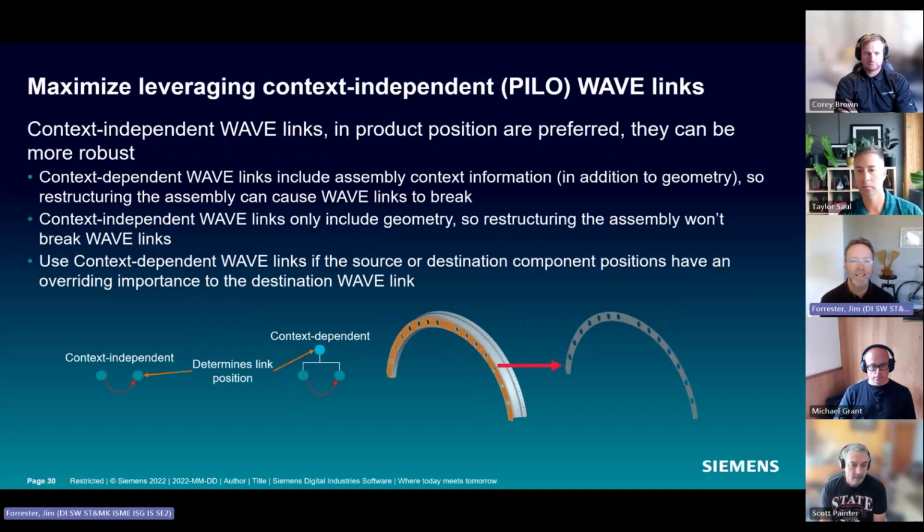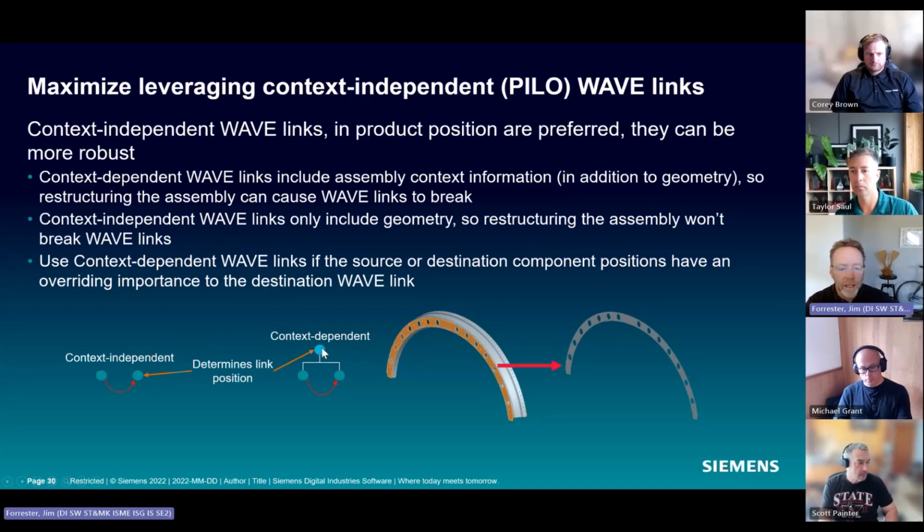Maximize leveraging context independent, which is the new term for this. The short term was PILO, position independent linked object wavelengths. Context independent wavelengths in product position are preferred. They can be more robust because they do not have an assembly that's managing the position. So if you don't need this feature, avoid it. Just go to this context independent wavelength. There's less baggage that comes along with this wavelength.